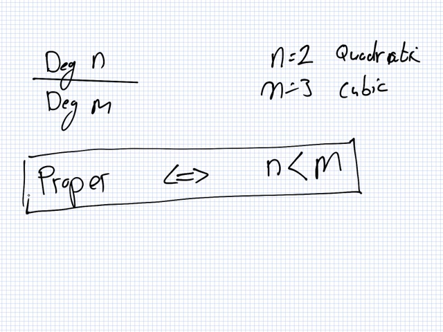So what does this symbol mean? Double arrow. Oh, if and only if. So in other words, Lee, it's proper if the n is less than m, or if the n is less than m, we call it proper, that they go together.